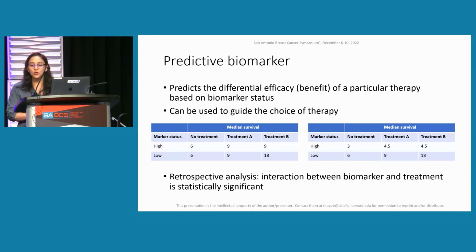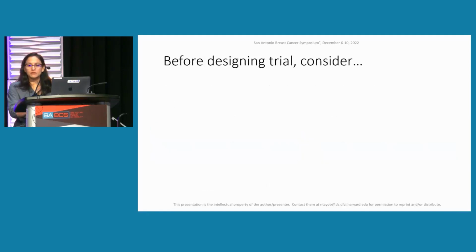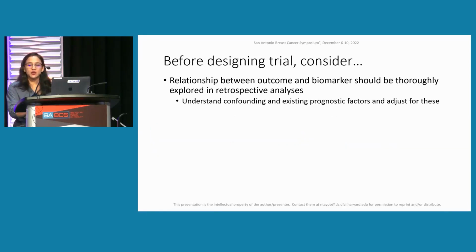The way we look for this in retrospective studies is that we're looking for an interaction between the treatment and the biomarker itself, and that being statistically significant. So what does that mean? It means that the treatment effect is significantly different in the two marker groups. Before we design our trial, we need to have thoroughly studied the relationship between the biomarker and the outcome in retrospective analyses. We need to understand the confounding and existing prognostic factors and adjust for them.